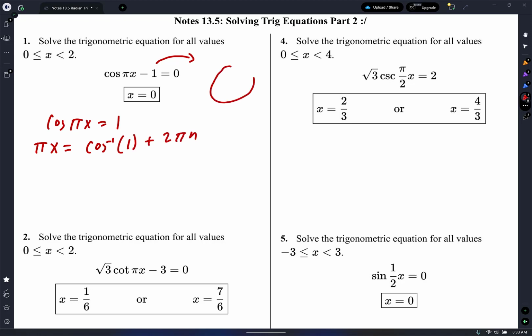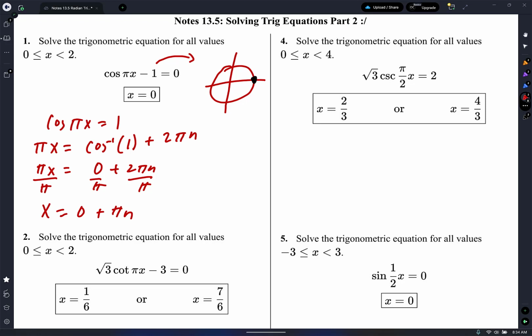And then on the unit circle, cosine is only 1 in one location. That location right there. That location is what radian? 0. So pi x equals 0 plus 2 pi n. And then I divide everything by pi. Divide by pi, divide by pi, divide by pi. You can also say times 1 over pi. It's the same thing. X equals 0 plus pi n.